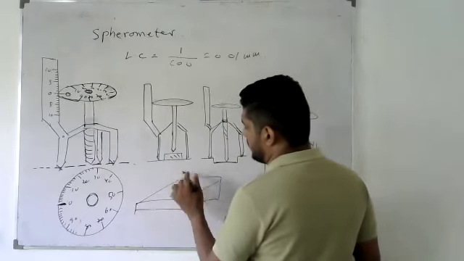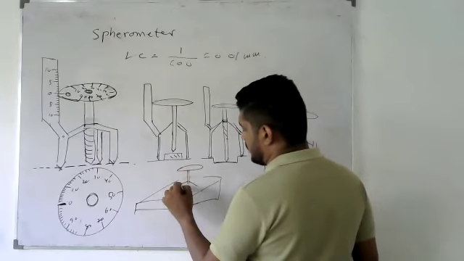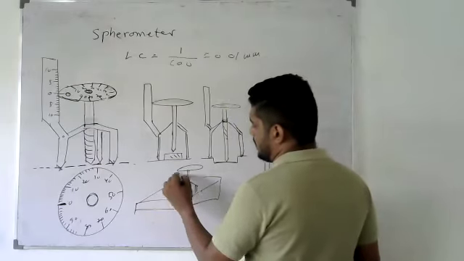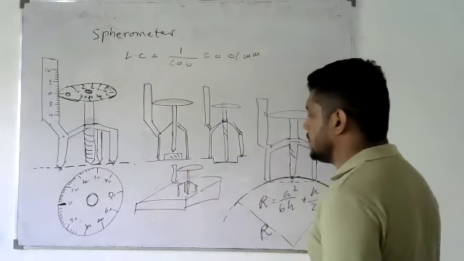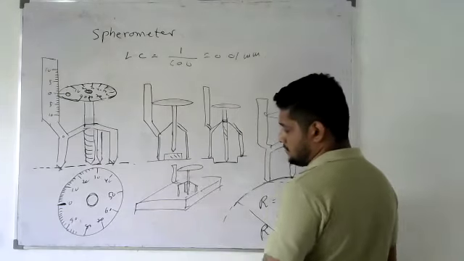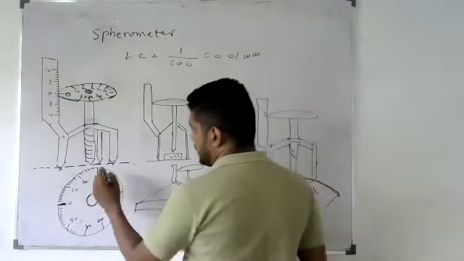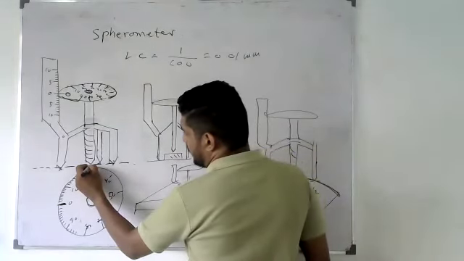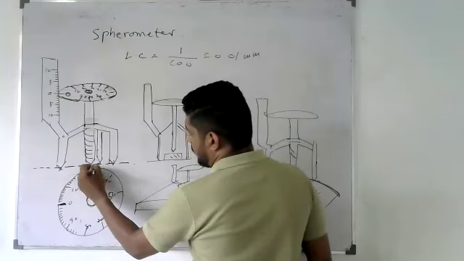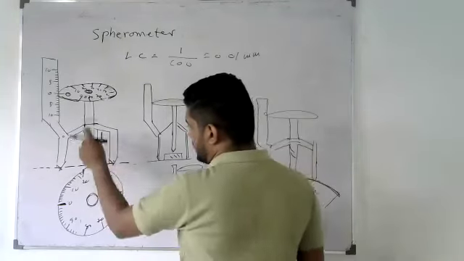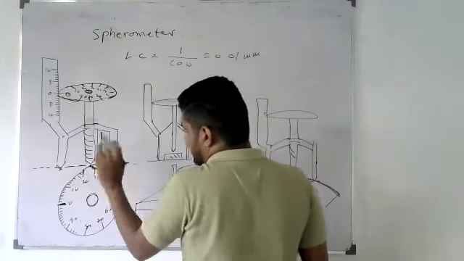You need to keep the spherometer on a glass plate like this, and there you can actually observe the image of the screw tip from the glass surface as a reflection.